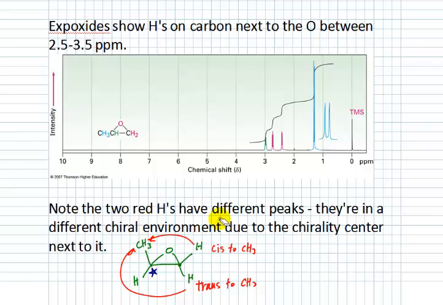Okay, so different chiral environment due to their chirality center that's right next to them. That can actually make a pretty big difference in a small molecule like this. Notice the CH3 here is a doublet, just like we would expect, because it's split by the 1 hydrogen right next to it. CH is going to be a complex multiplet, as well as the CH2s themselves.